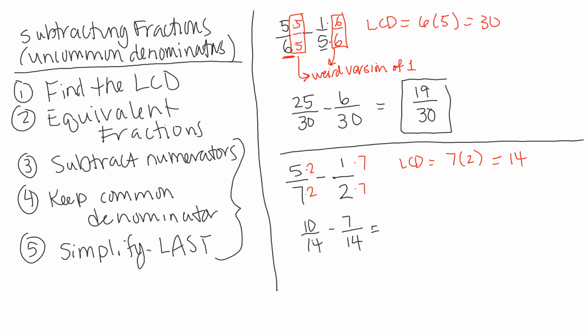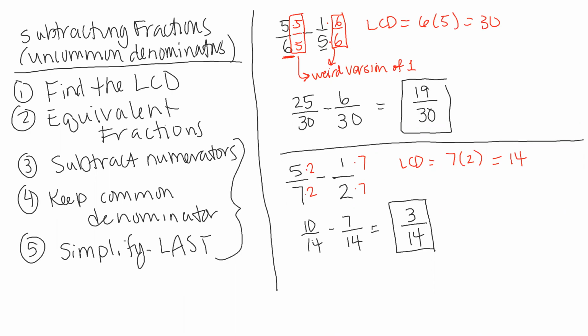And remember, don't reduce yet. If you reduce at this point, it's completely counterproductive and you go right back to where you started from. Now we would subtract our numerators. So 10 minus 7 is 3. Keep the common denominator and look to see if you can reduce. 3 and 14 have no common factors, so we are done.